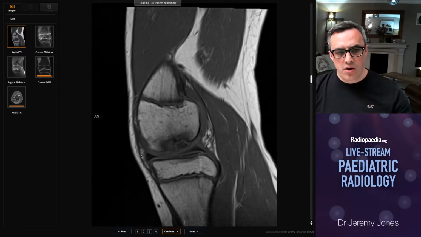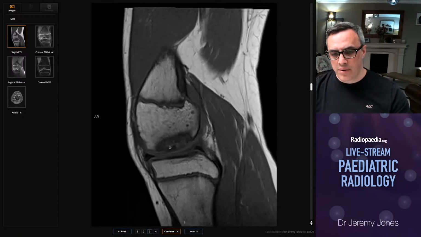And so we've got a bunch of sequences here. We have got some fat suppressed sequences, fluid sensitive fat suppressed sequences, so either a STIR or a PD FATSAT. We've got some T1 as well, and then there is a volume heavily T2 weighted DESS sequence, which is really nice for assessing these.